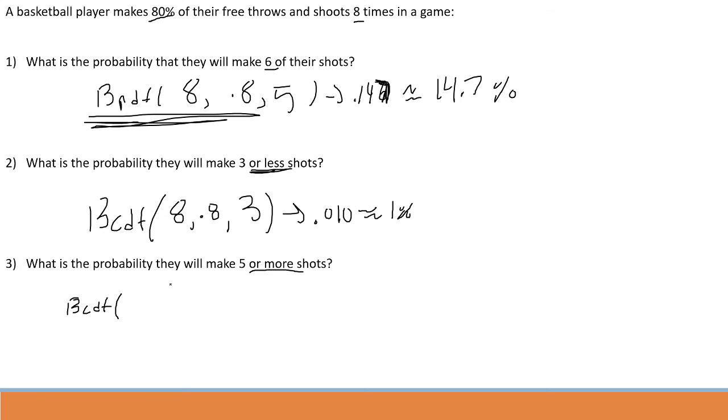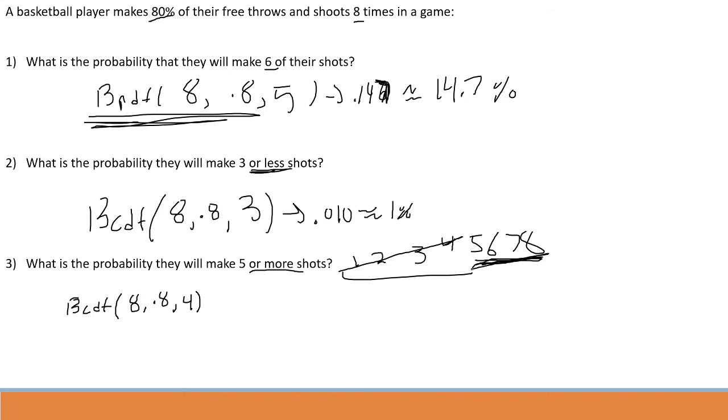So 5 or more. Let's put our 5. We have 1, 2, 3, 4, 5, 6, 7, 8. I want the chance that he gets from 5 or above. I want the chance that he makes it anywhere in this zone here. So I want to get rid of 1, 2, 3, and 4. So what I do is a binomial CDF of 8, 0.8, and 4. That will get me all of this probability right here.